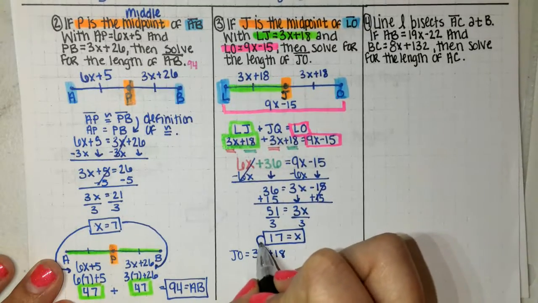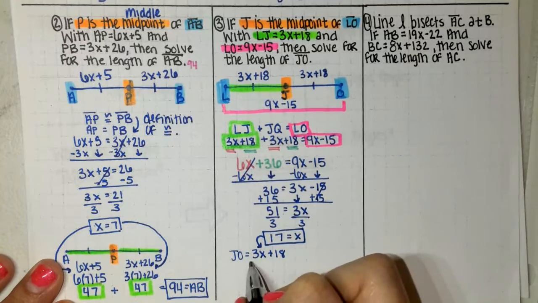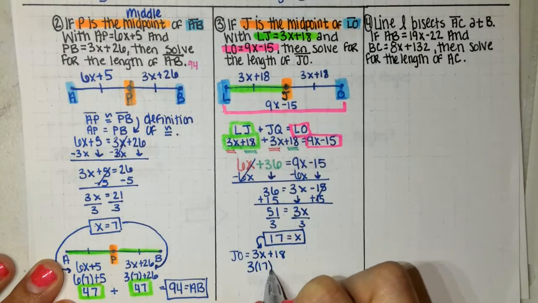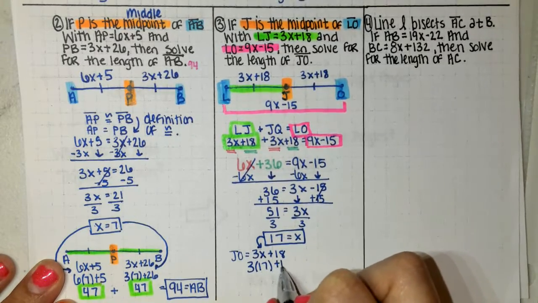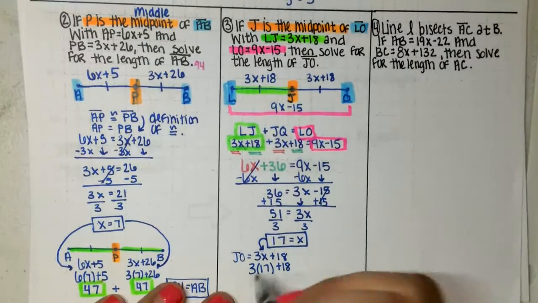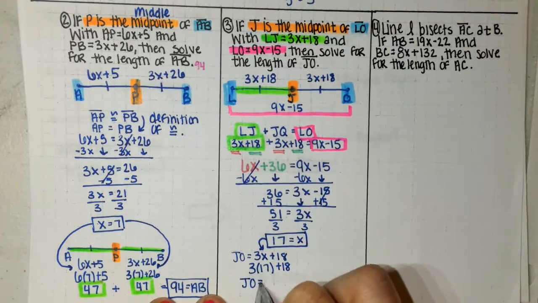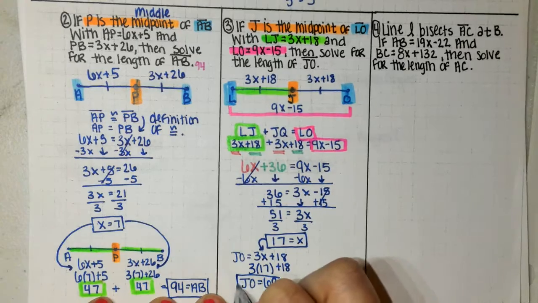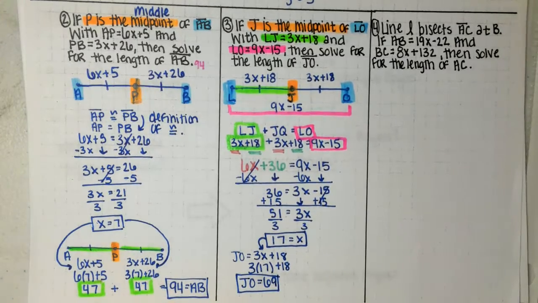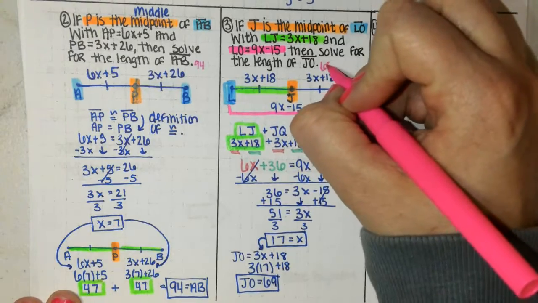We have our value for x, so we're going to plug it in. 3 times 17 plus 18 is 69. So the length of JO is 69. And that's it. Now we've actually solved our problem. The value is 69 units.